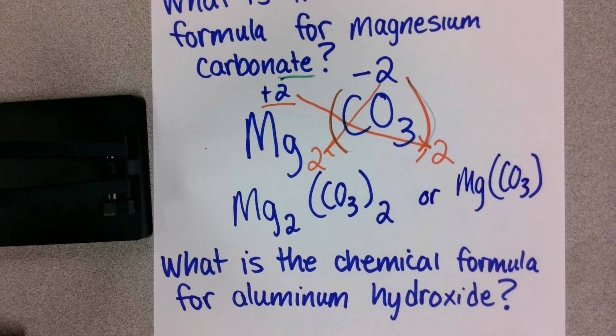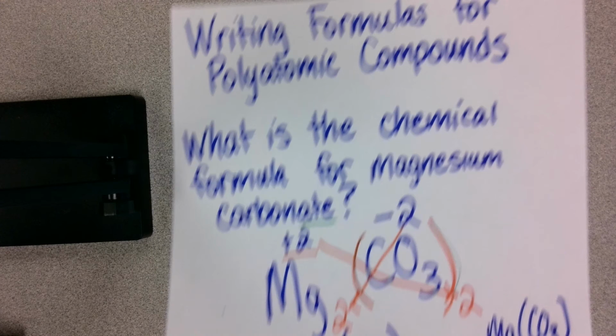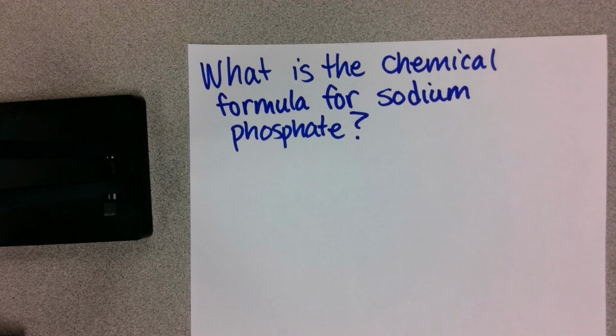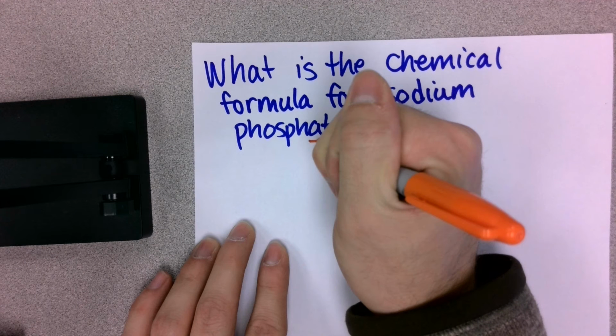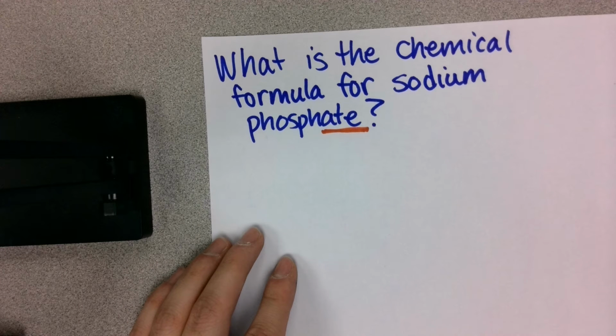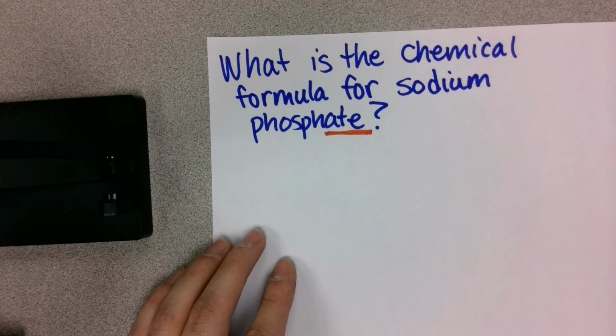Alright, let's go on to this next example, and it says, what is the chemical formula for sodium phosphate? Alright, so again, how do I know that I have a polyatomic compound? You're going to look at the ending of the second one, and it ends in ate. Remember, all the other ones end in IDE, so this one ends in ate. Another clue is that it ends in ite, ITE.